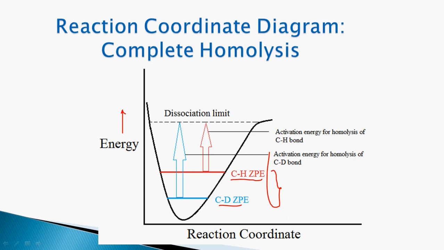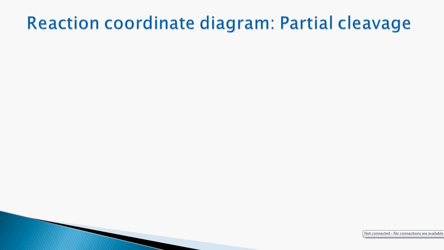Since in this case bond breaks completely before transition state, there is no new potential energy well for transition state. Absence of this particular well shows it is a reaction coordinate diagram which represents complete homolysis before transition state. In most of the cases, bonds do not undergo complete cleavage. Bonds are only partially broken at the arrival of transition state.